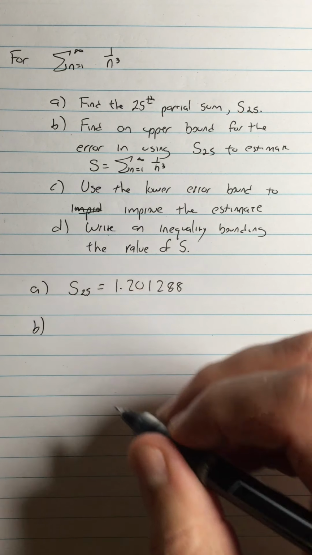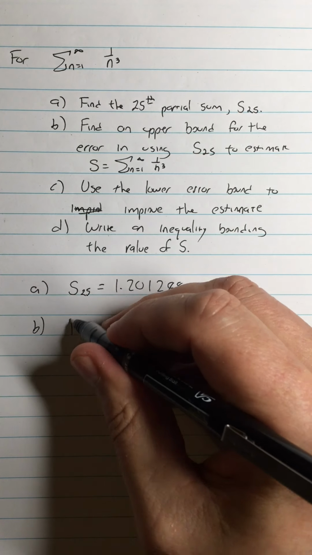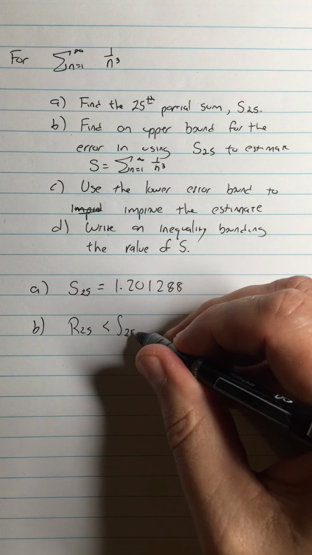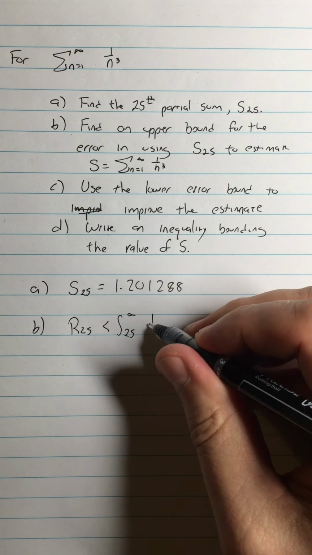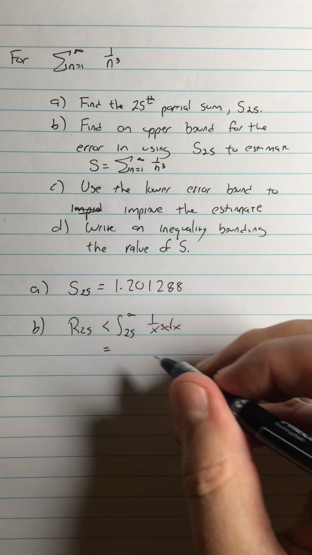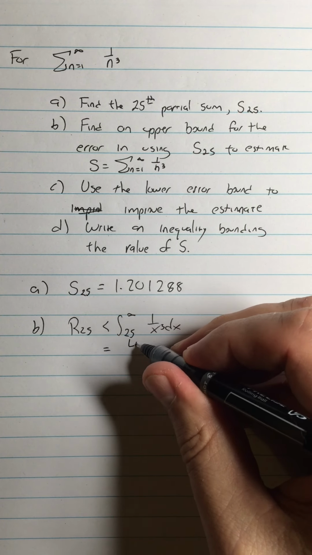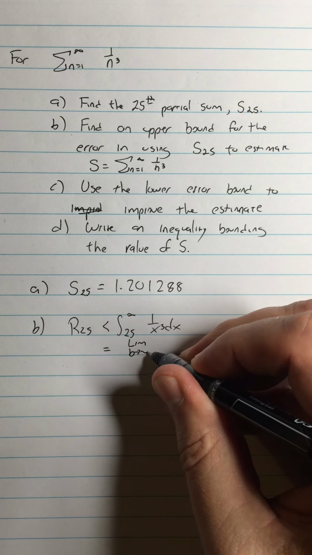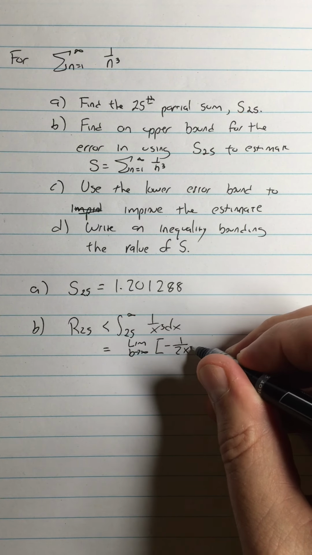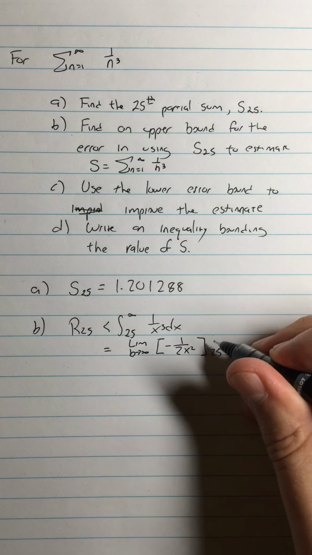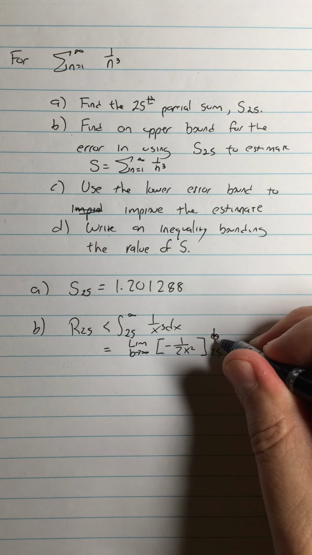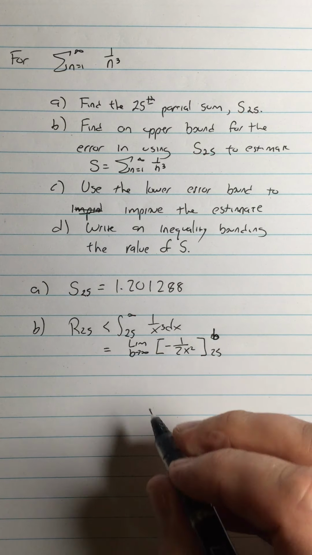So this is what we should be pretty good at by now. We're going to say that r sub 25 is less than the integral from 25 to infinity of 1 over x cubed dx. And so we have a pretty good idea of how that's going to go. It's going to be the limit as b approaches infinity of negative 1 over 2x squared from 25 to b, because we're doing the limit as b approaches infinity.